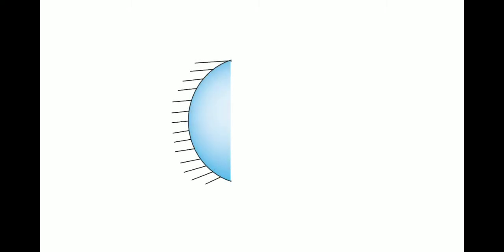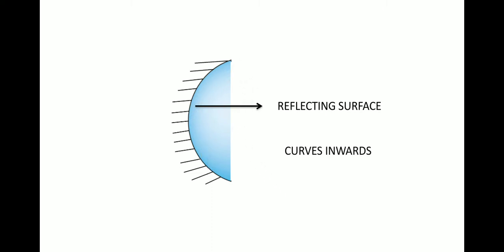Similarly, if the same piece of sphere is silver coated from outside over here, then this portion will be the reflecting surface. Then this mirror looks like it is curved inwards. If it is curved inwards, then the mirror formed will be called a concave mirror. Concave means it is curved inwards, and the bulging is convex.